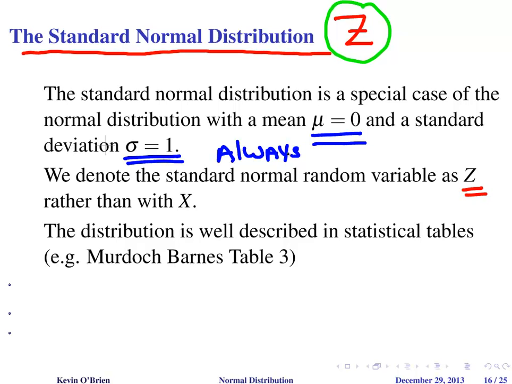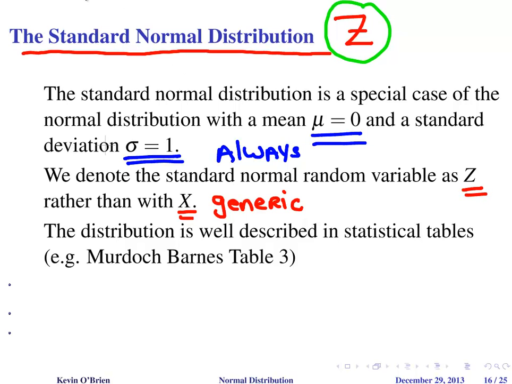It's commonly given the letter Z to emphasize the difference from X. The reason X is used is that X is just a generic name, a generic symbol for any random variable, so it can mean anything. For example, X might mean something else when we're dealing with the binomial distribution. But Z has a very specific meaning, so it's sort of reserved.